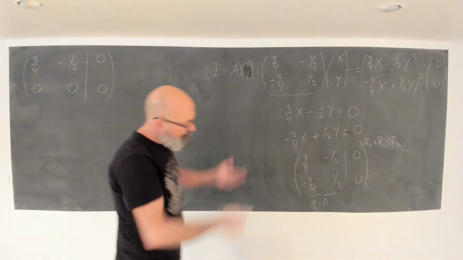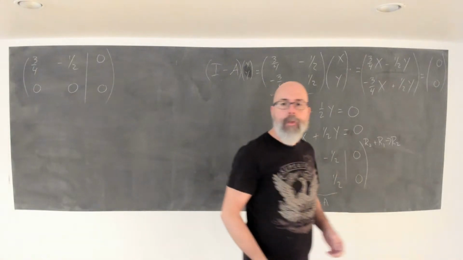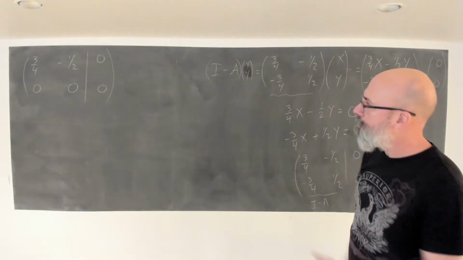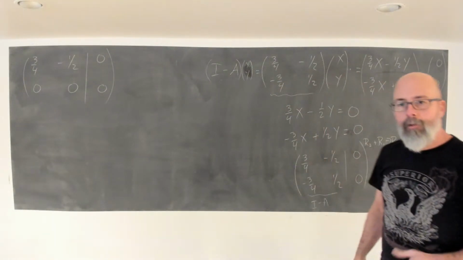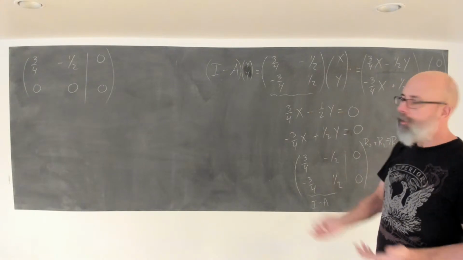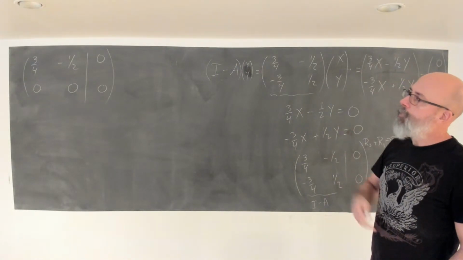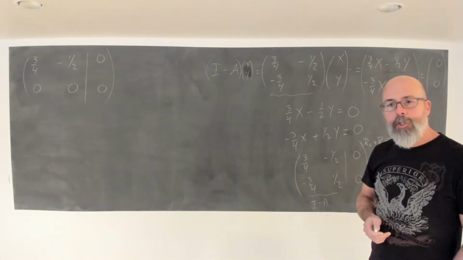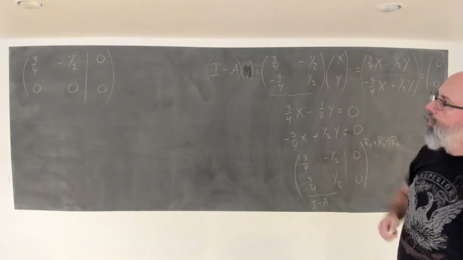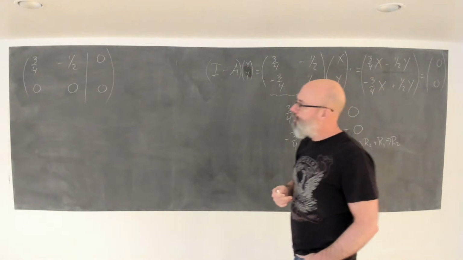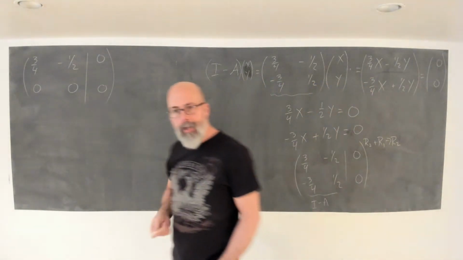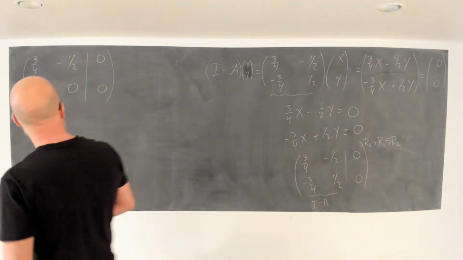I'm going to drag it along for this example, but in the next example, there's really no point in dragging along a column of zeros, right? I mean, matrices are supposed to be efficient. We'll leave that column of zeros outside with the understanding that it's always there.